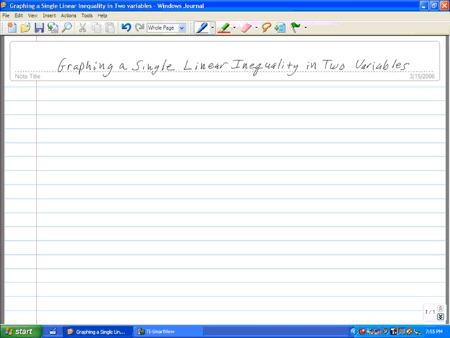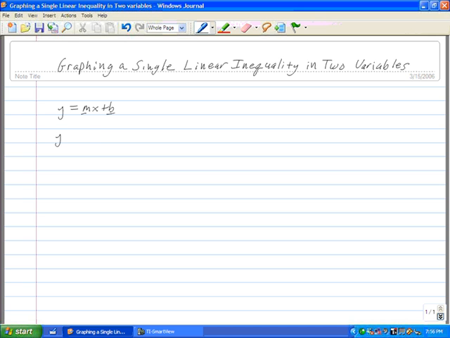We're going to look at how to graph a single linear inequality in two variables. Now, before we get into graphing linear inequalities, we ought to take just a second to look at how we graph linear equations. If you have a linear equation written in the form y equals mx plus b, then we can look at it and easily identify a slope and a y-intercept. Those two pieces of information alone will allow us to graph the linear equation.